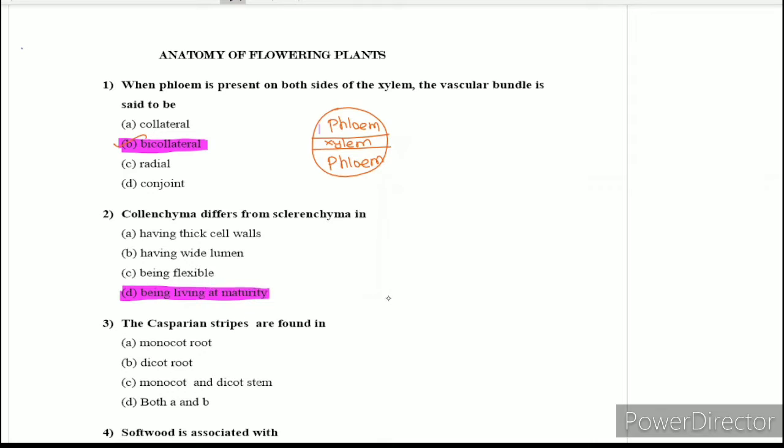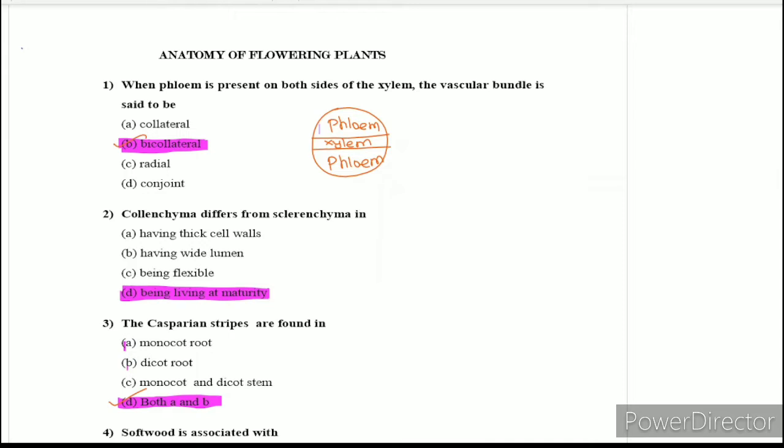The third question, the Casparian strips are found in option A, monocot root, option B, dicot root, option C, monocot and dicot stem, and option D is both A and B. Casparian strips are found in both monocot and dicot root. So option D is the correct answer.